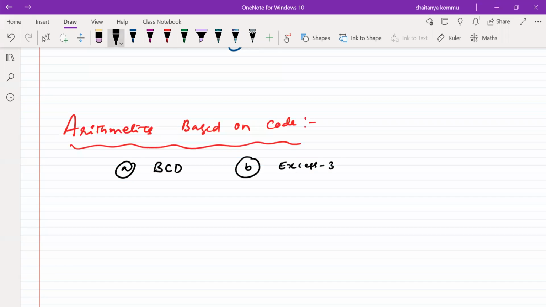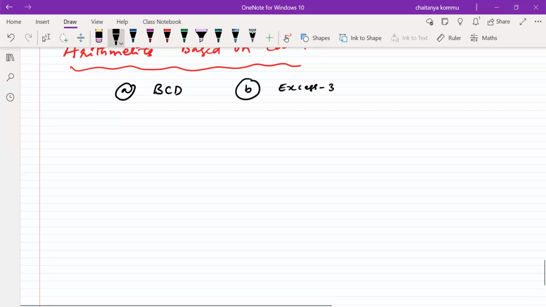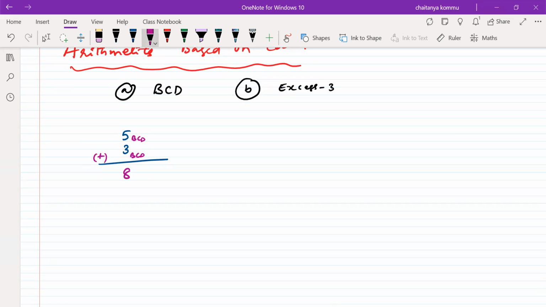What if the data is available in BCD? For example, BCD 5 and 3 are given. This is a BCD, this is also BCD. What is the result if you add these two? The result is 8. It is also a BCD number. So I don't have any problem.